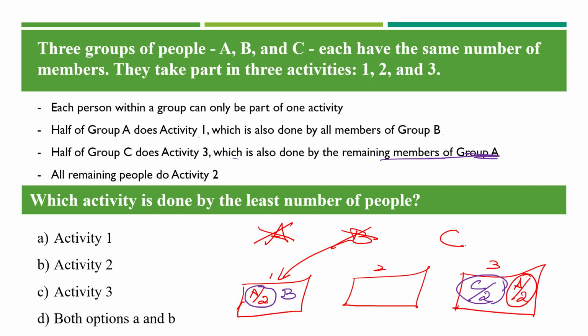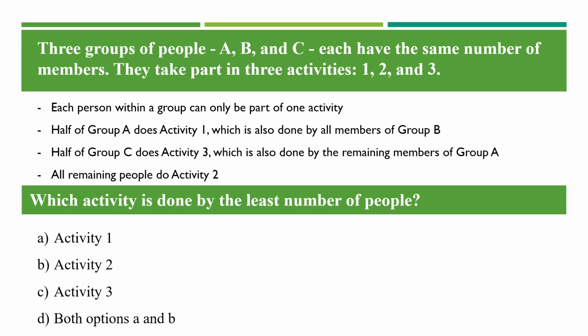So now in group C, half of them are done with activity 3. Let's check the next condition. All remaining people do activity 2, that is only C by 2, the members of group C. Which activity is done by the least number of people? Obviously, it's going to be activity 2, because only half of group C is doing it. So I go with option C. Oh, not option C, option B, that is activity 2. Great. Moving on to the next question.